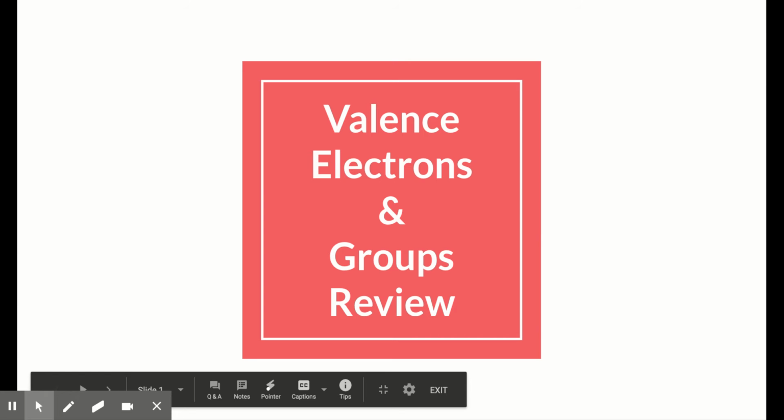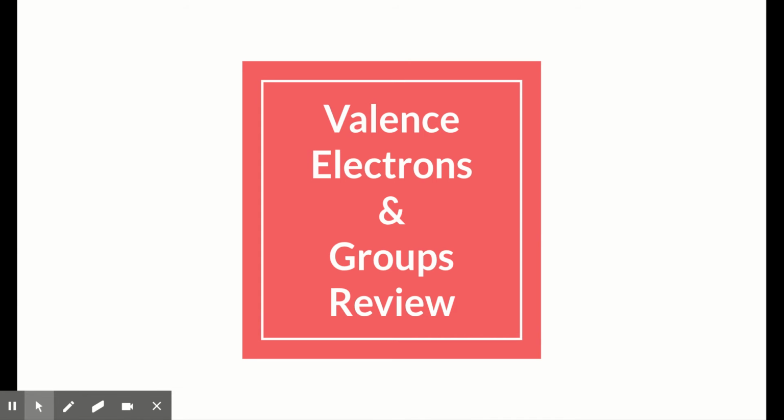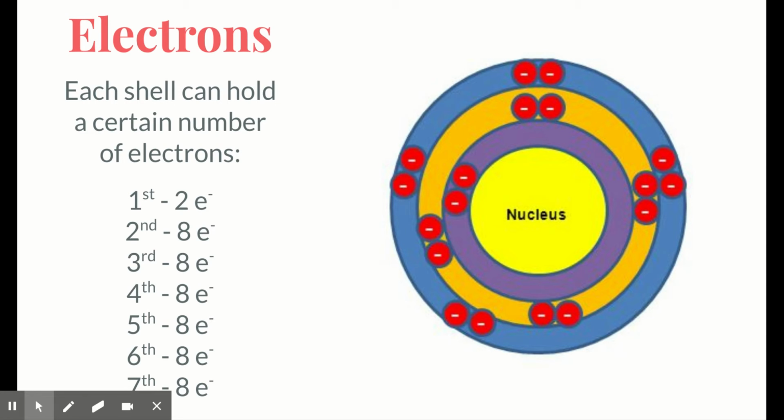All right, guys, so we are going to go over valence electrons and groups. We're going to review that before we begin today's lesson because, again, every day we build off of what we did the day before. Okay, so first of all, remember that electrons in an atom have a certain placement, and so there's rules that we need to follow.